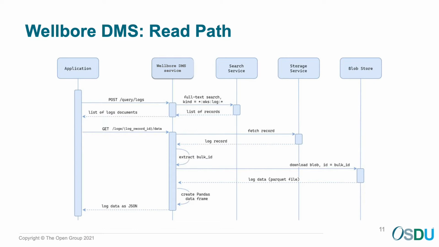Now we have the ID we need, and we can do a GET request to retrieve the log data. The Wellbore DMS fetches the record first to extract the bulk ID that points to an actual file in the blob storage. Then it downloads the file using the cloud-specific library. Next, it reads the file, serializes it to a Pandas data frame, and then to a JSON object. This JSON object is passed back to the application.